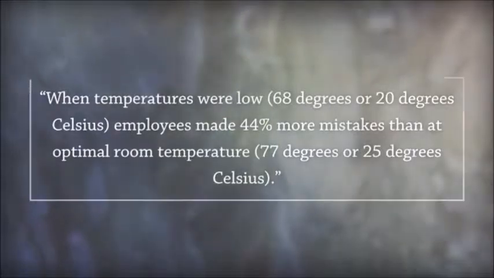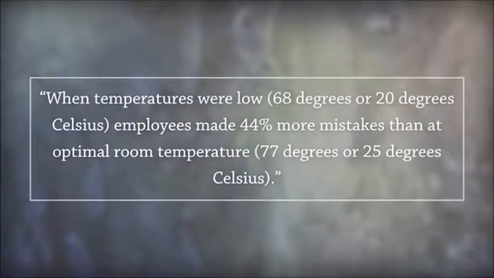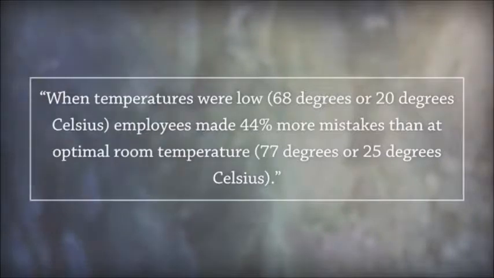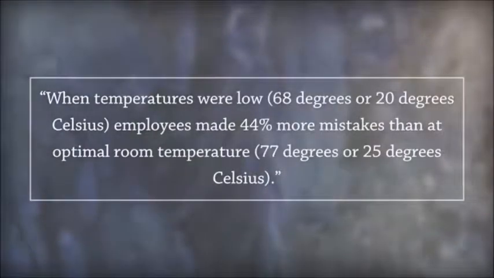That same Cornell study that I referenced a couple of minutes ago also looked at temperature, and they found, among other things, when temperatures were low, 68 degrees or 20 degrees Celsius, employees made 44% more mistakes than at optimal room temperature, 77 degrees or 25 degrees Celsius. So if you have access to the thermostat in your study area, make sure you're setting it to an optimal temperature for studying. And if you don't, maybe try a different location.